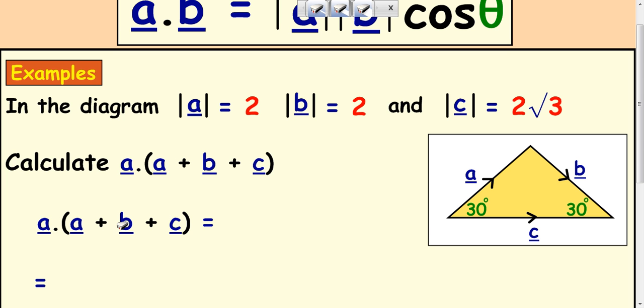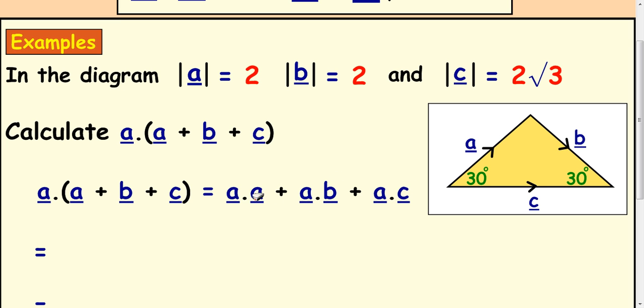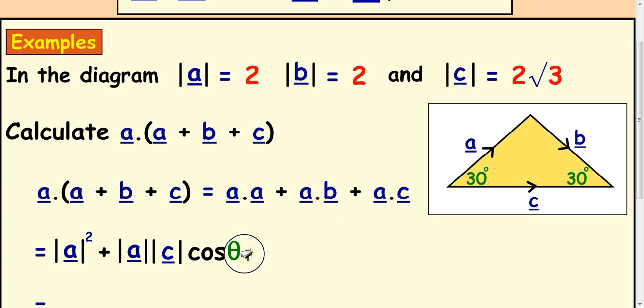We've got a dot a, using our properties of scalar products, using your kind of algebra qualities. So a dot a is the same as magnitude of a squared, plus a dot b, and a dot c. So magnitude of a squared here. And then what we're going to do is write a dot c first, which is magnitude of a, magnitude of c, cos of the angle in between.